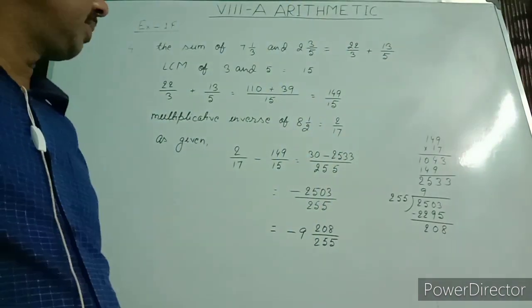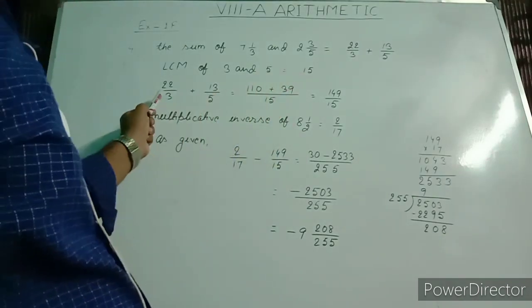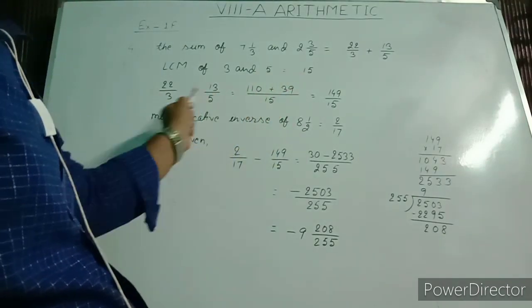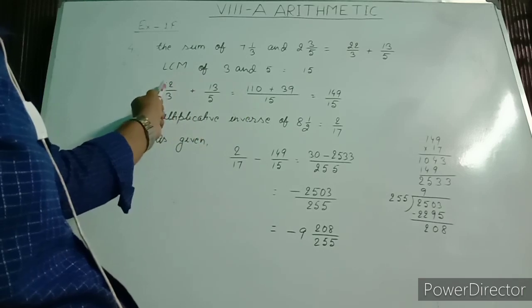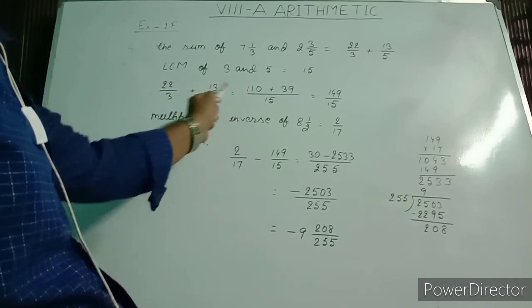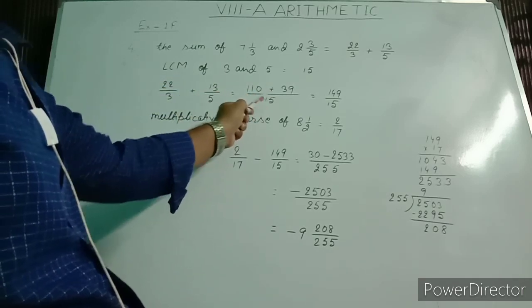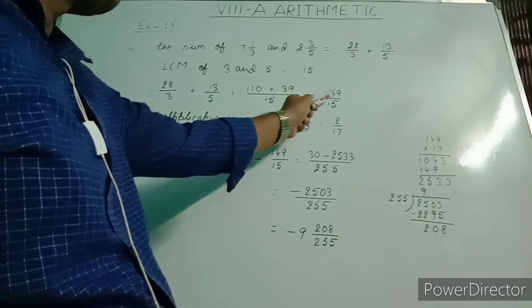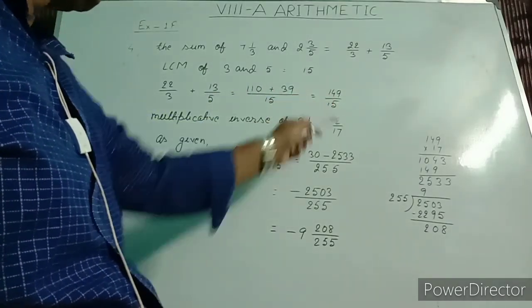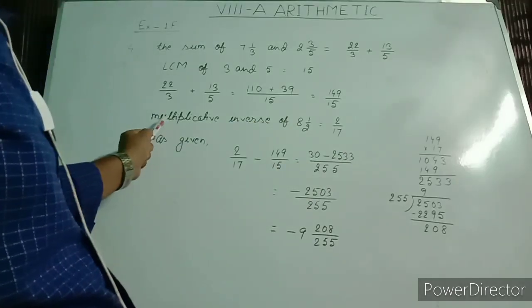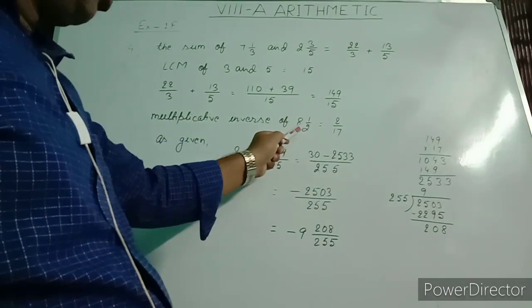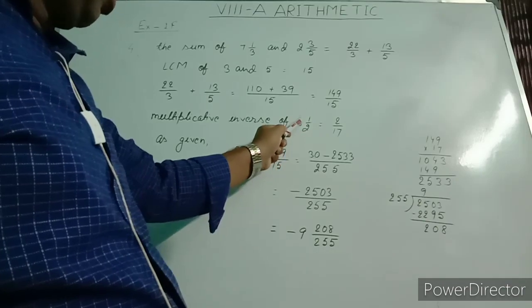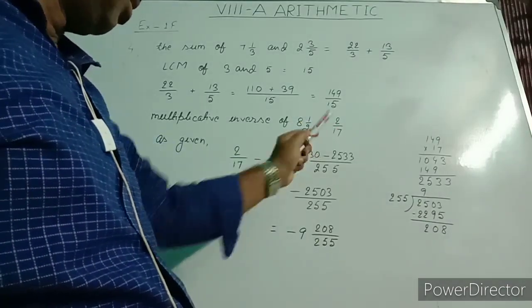So LCM of 3 and 5 became 15. So the sum of these two, 15 is LCM, 3 5s are 15, 5 into 22 equal to 110 plus 5 3s are 15, 3 into 13 equal to 39. Addition of these two became 149 by 15. Multiplicative inverse of 8 and 1 by 2, that is 17 by 2, will be equal to 2 by 17.